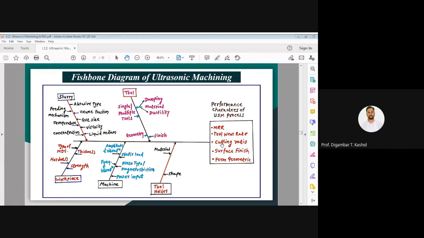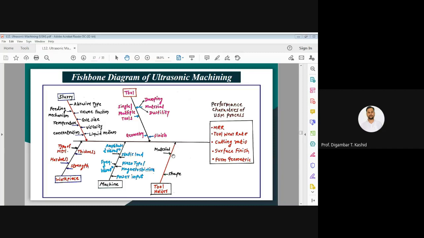So this is called the process parameters or parametric analysis, or the fishbone diagram of ultrasonic machining. This is very important for your project or for any advancement in this manufacturing or machining process. You can vary any parameter and see how it affects performance. For example, if you change the type of material of your workpiece, or the abrasive type, or the amplitude of vibration or the frequency, you can check how the performance of your process changes. Then after many experiments you can choose the optimal solution.